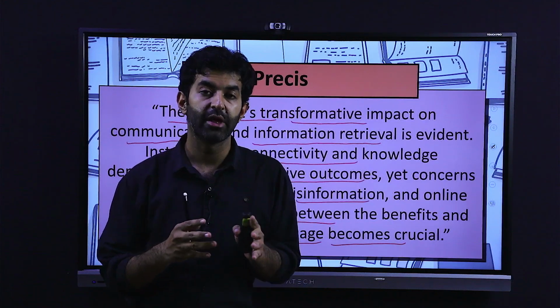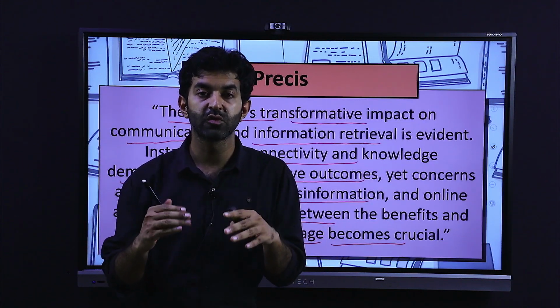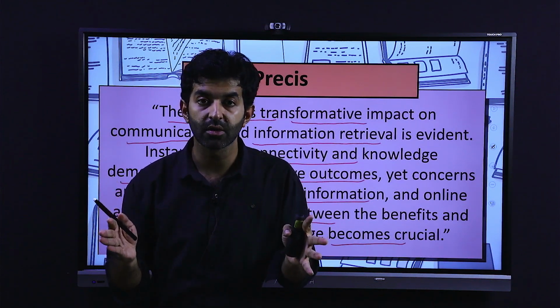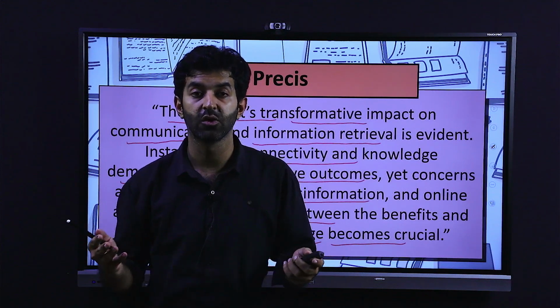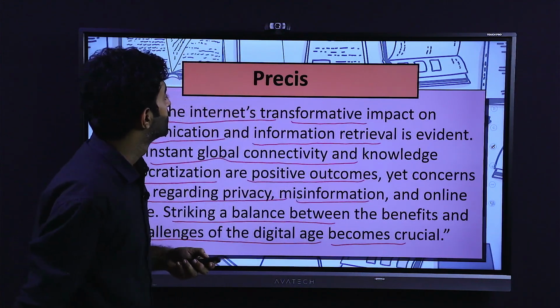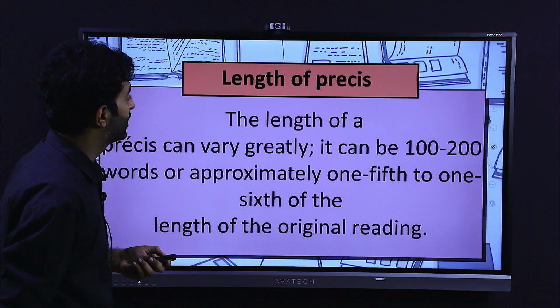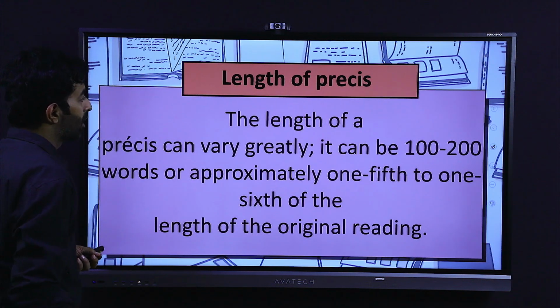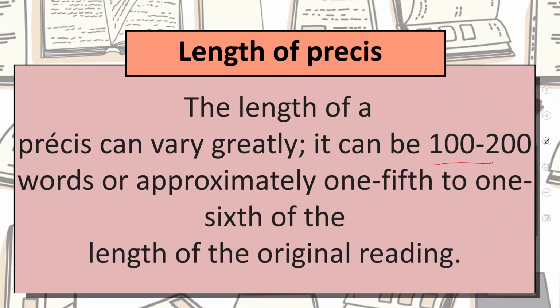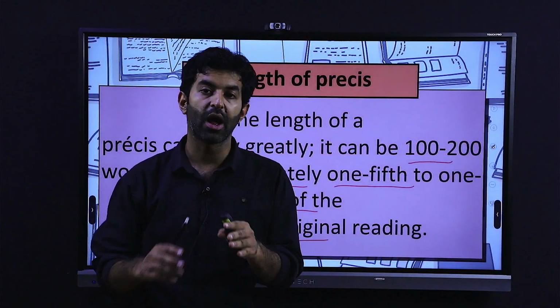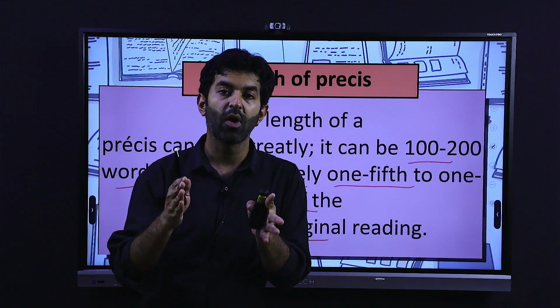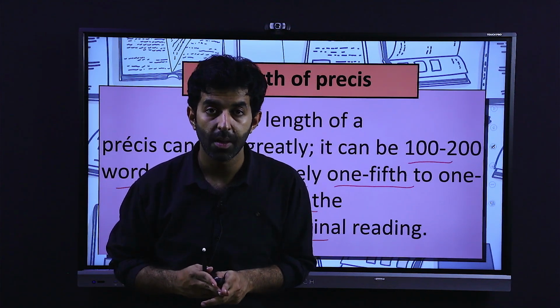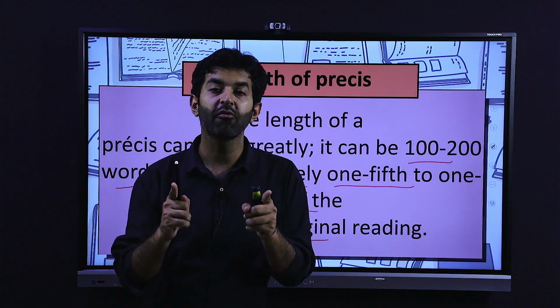So you have noticed that we skipped most of the details. We have used our own words so that we can shorten the text of the original passage. All right. So I hope that this example proves to be very beneficial. Let's talk about the length of the précis over here, which is very important. It can be 100 to 200 words, or approximately 1/5 to 1/6 of the length of the original text. So count the words, count the lines, and make it 1/5 or 1/6 of the original passage, and that would be your perfect précis word count.